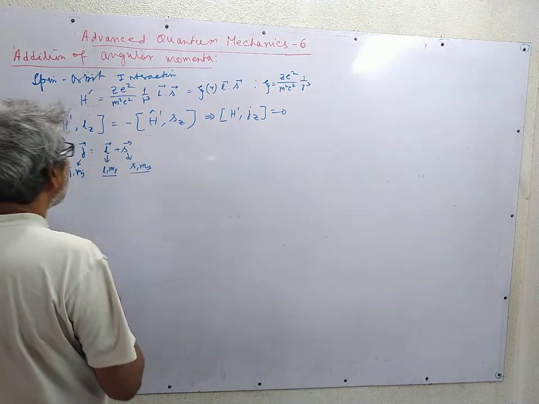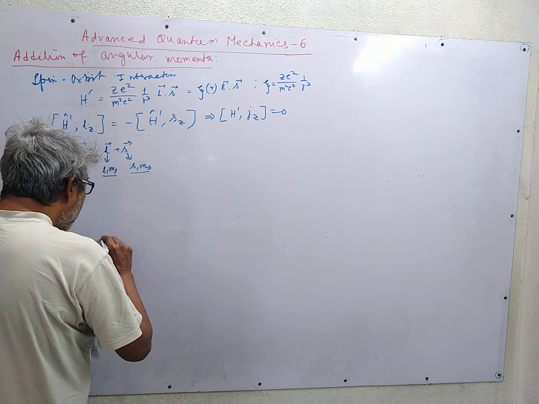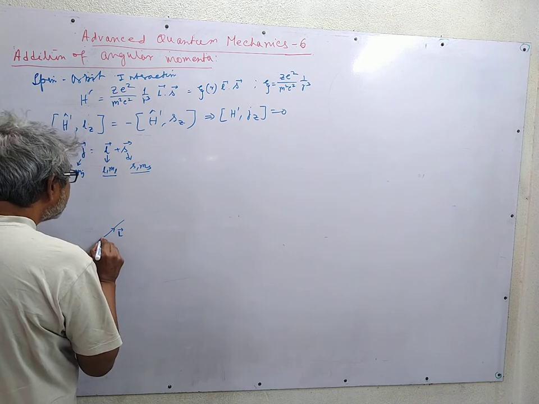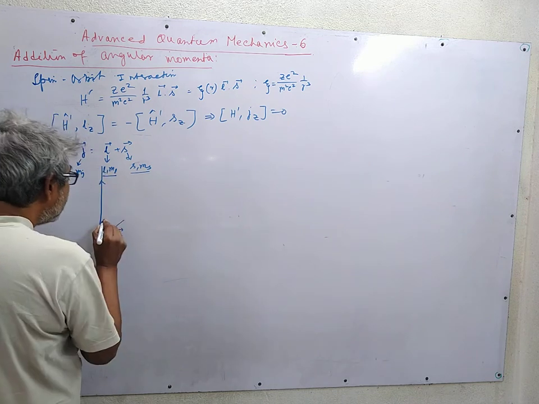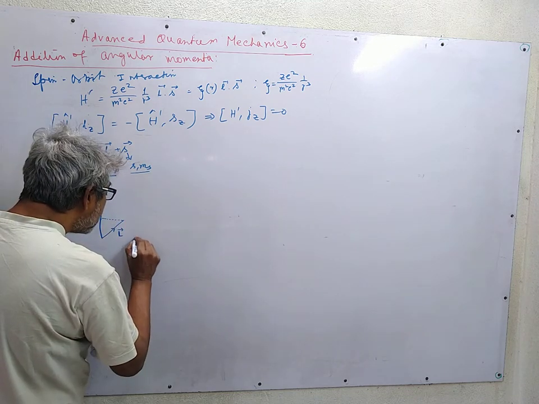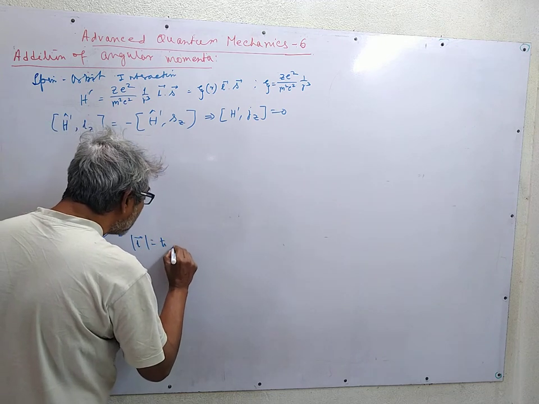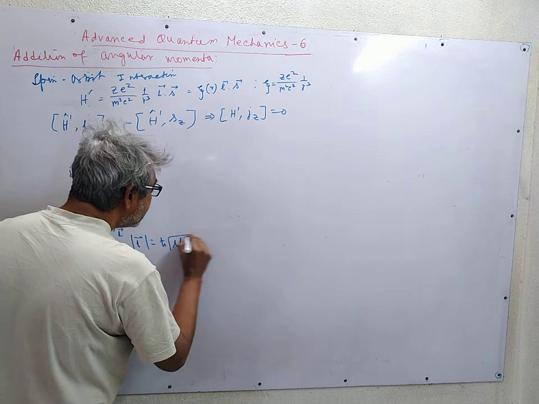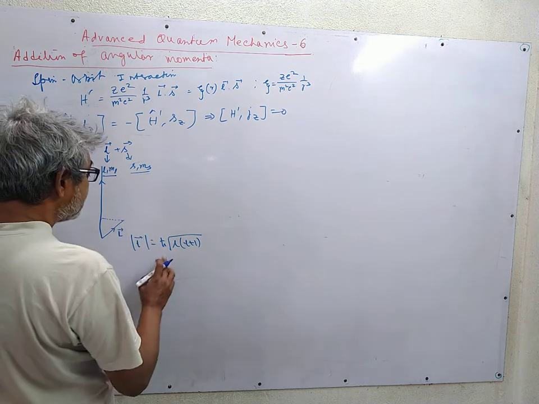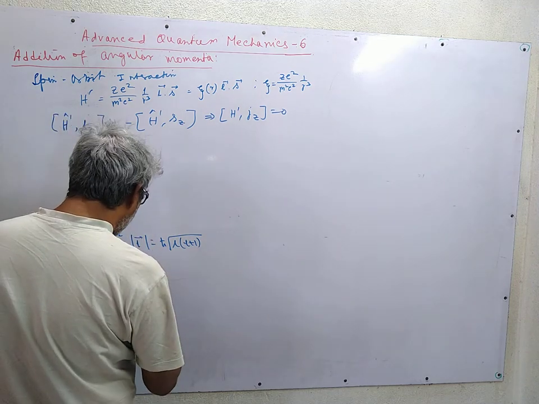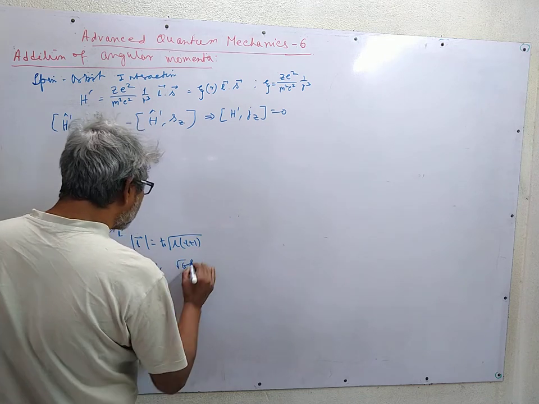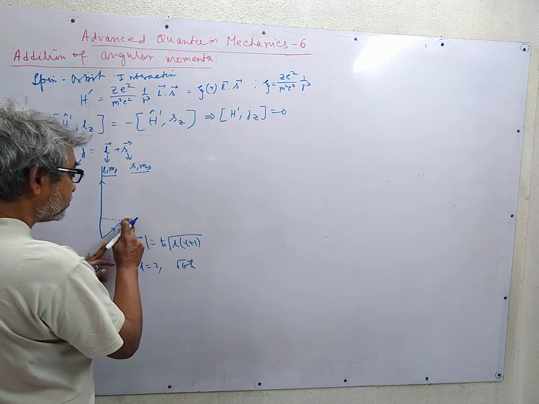If we see what happens pictorially, say this is the L vector, and if this be the z axis, then we know its projection. The value of L is h cross root of L into L plus 1. This is the length of the orbital angular momentum, and say L is equal to 2, this quantity is root 6 h cross. So the vector has a length of root 6 h cross.